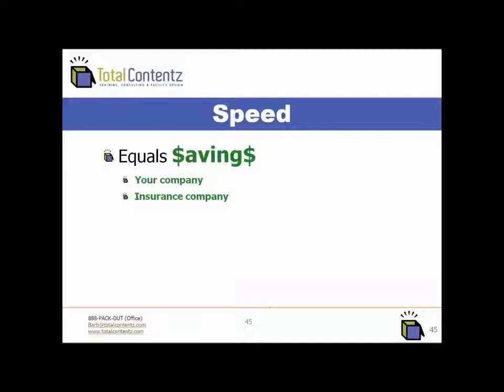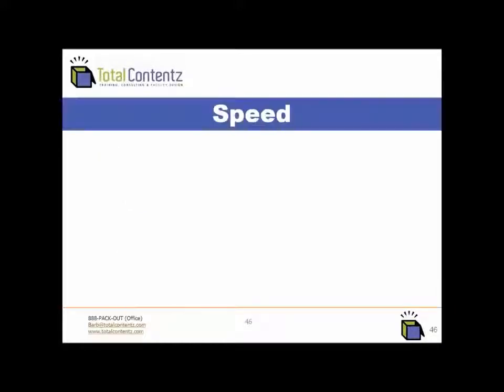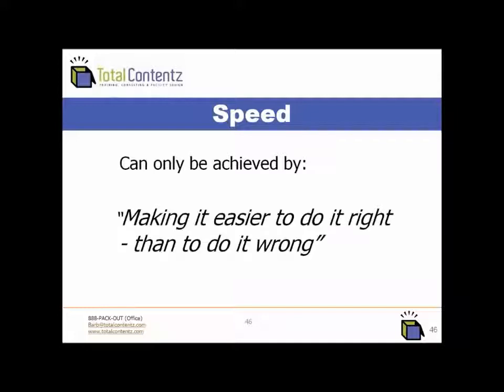So the faster we can do our packouts, the better. It's going to make us look better, but we still want control and we want documentation. We don't want to go so fast, though, that we're compromising the accuracy and the quality of our inventories. So the only way that we can speed up our packout is to make it easier to do it right. Well, how can we do that?